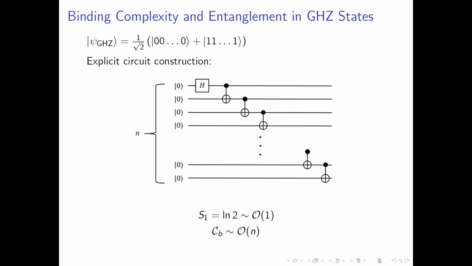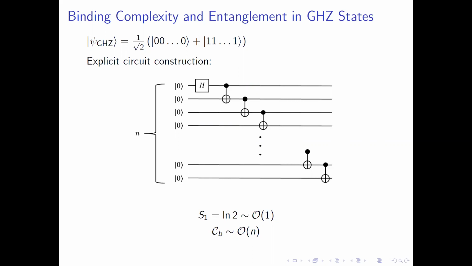So for example, the GHZ state, as shown at the top, has a known explicit circuit construction that you can see on the slide. It involves a single qubit gate called a Hadamard gate, and a number of two qubit gates. In this diagram, they're CNOT gates that we'll show an explicit form for later. And so this circuit will create the GHZ state from n factorized zero reference states.